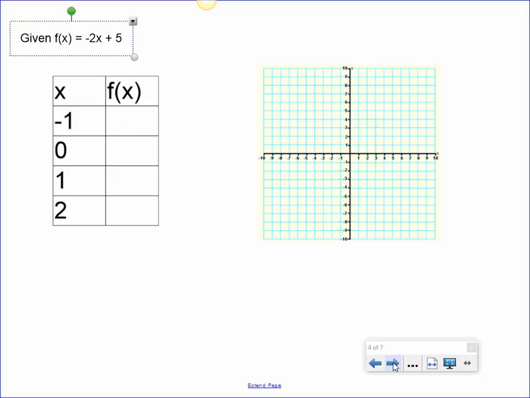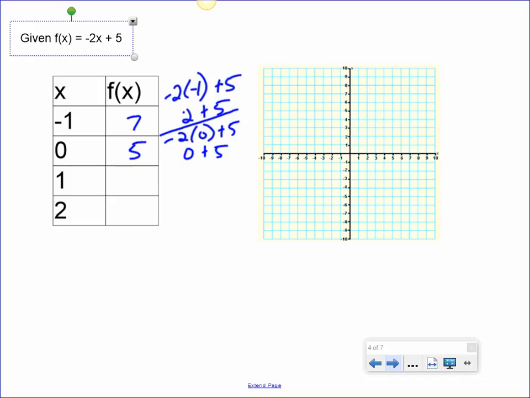Okay, let's do that for another one. I've got f of x this time as a negative 2x plus 5. So when I plug in the negative 1, I'd have a negative 2 times negative 1 plus a 5. Negative 2 times negative 1 is a 2 plus 5. That would give me a 7. Okay, if I put in a 0, I have negative 2 times a 0 plus a 5. 0 plus a 5 is a 5. If I plugged in a 1, I'd have a negative 2 times a 1 plus a 5. So that's negative 2 plus a 5, which is a 3.